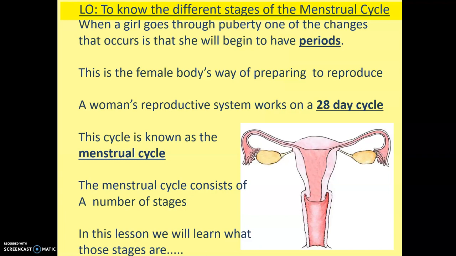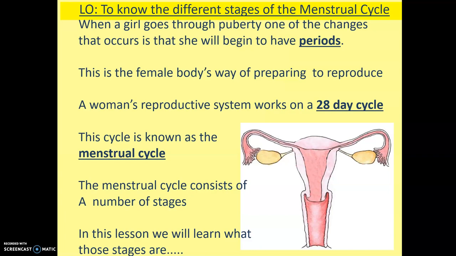Now, what is quite interesting is when a girl goes through puberty, one of the changes that occur is that she begins to have periods. And I'm sure you've heard about periods, okay? This is the female body's way of preparing to reproduce. Again, it is the way the female body is preparing to reproduce, all right?